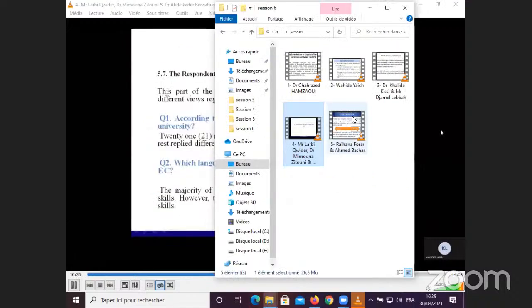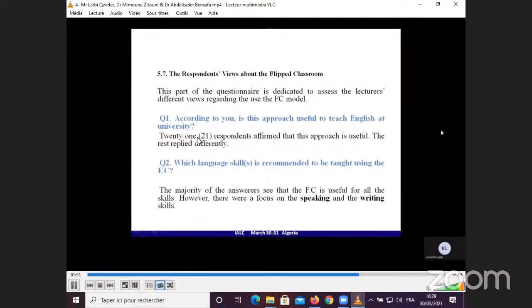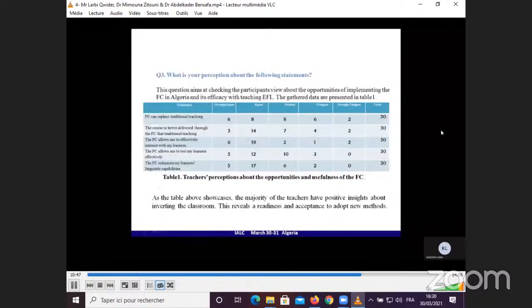The next question aims at reviewing the respondents' views about the flipped classroom. So 21 of the respondents affirm that this approach is useful. The rest reply differently. Also, the majority see that the flipped classroom is useful for all language skills, though there was a focus on speaking and writing skills. The data also reveal that the majority of the teachers have positive insights about reverting the classroom. This reveals guidance, readiness, and acceptance to adopt new methods.